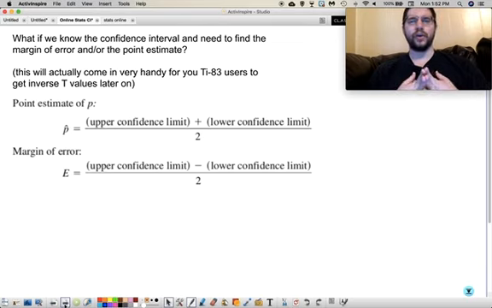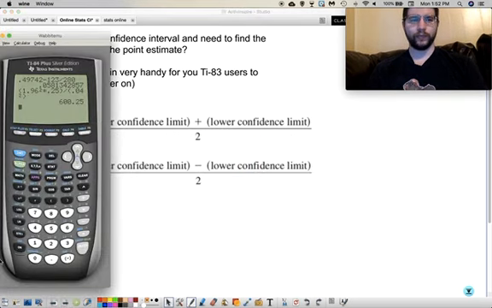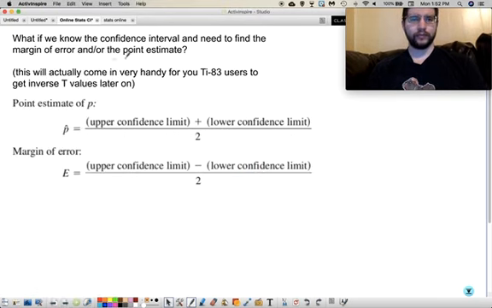Now, what if we know the confidence interval? Like say you're on TI and you already got it, but we need to find the margin of error or the point estimate. Well, I showed you earlier how you could just subtract. The TI does give you the point estimate whenever you're finding the confidence interval.